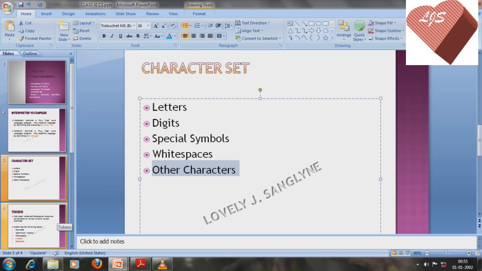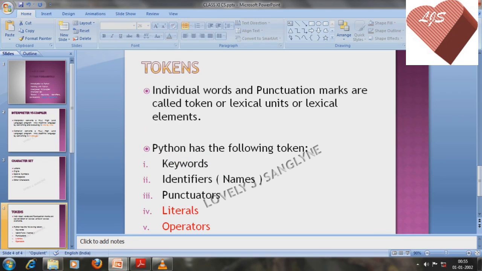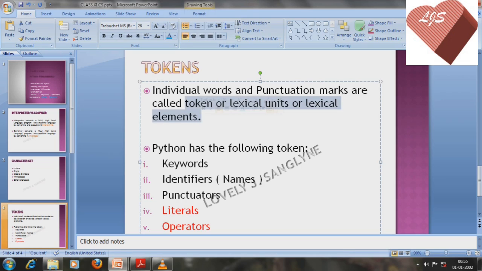Just like in any language, suppose in English, when we have learned the letters A to Z, we would like to also learn about the words, the punctuations, the sentences, and so on. So similarly here, let us learn about tokens. In a passage of text, individual words and punctuation marks are called tokens or lexical units or lexical elements.